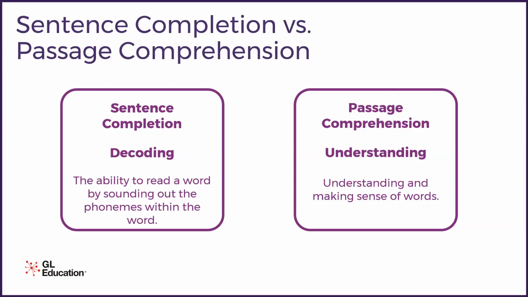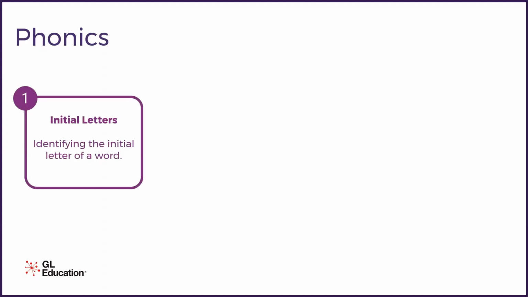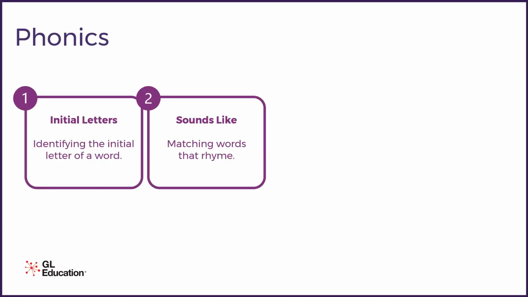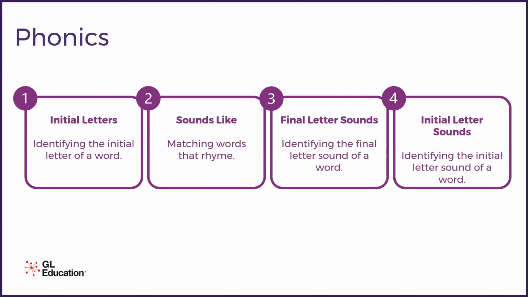Otherwise, after the sentence completion section, students will move on to the passage comprehension questions. This measures students' understanding of the written word in the form of more traditional comprehension exercises. The NGRT phonics tasks test 4 aspects of phonics, which are the foundations of successful reading: initial letters, sounds like, final letter sounds, and initial letter sounds.